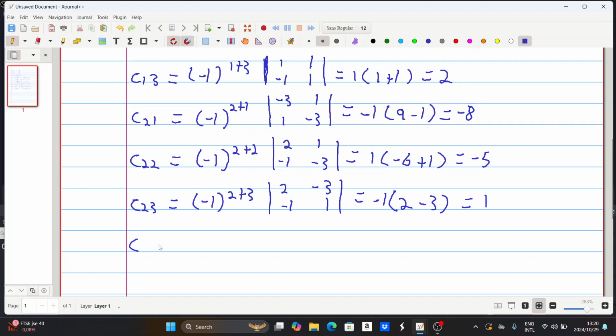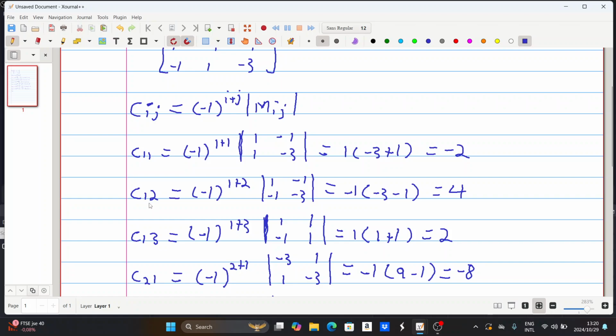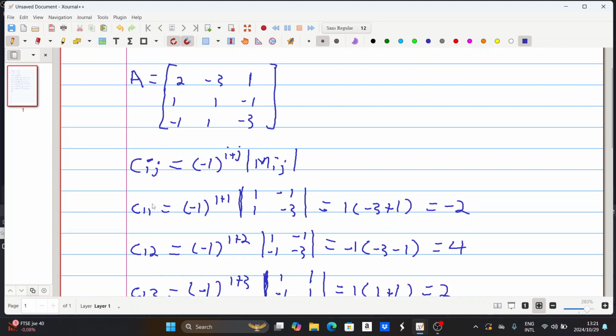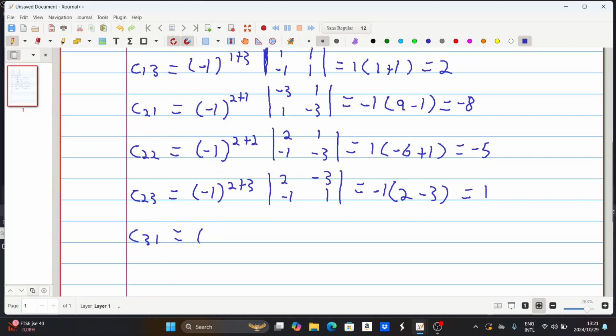Then we're going to have C24. No, 24 is not there. Then we are on 3 now. C31. We are almost done with our cofactors. Then after that we can determine the cofactor matrix. So 3,1. Okay, let's first say it's equal to minus 1 to the power 3 plus 1.